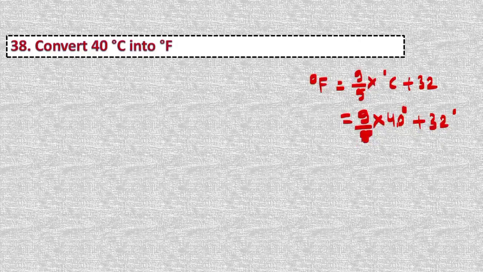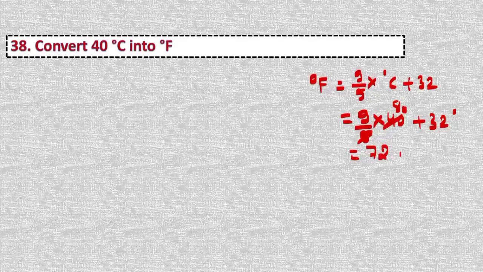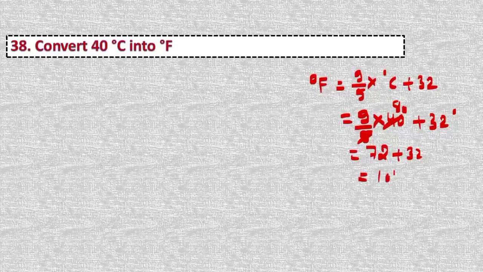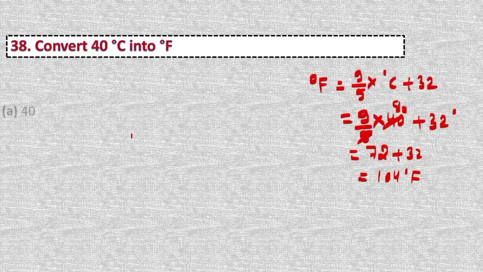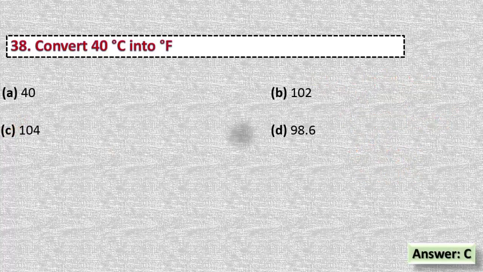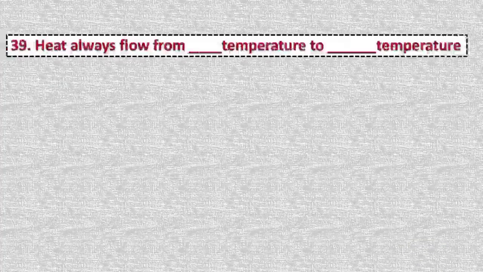See here, 5 eights are 40, and 9 into 8, that is 72, plus 32 degree. Put together, 72 plus 32 becomes 104 degree Fahrenheit. Therefore 40 degree centigrade is equal to 104 degree Fahrenheit. The correct answer is 104 degree Fahrenheit. Let us see the options. In this, the correct answer is option C. This is how we have to convert degree centigrade into Fahrenheit.